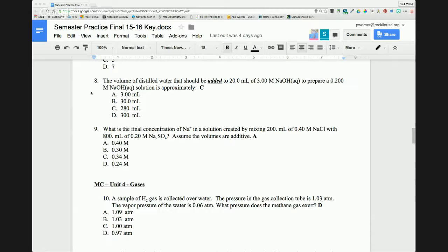And then it said the volume of water that should be added to 20 milliliters. So you have 20 milliliters of the 3 molar sodium hydroxide, and then you added water to it to dilute it. So there was already 20 milliliters in there. So what you had to do is subtract 20 from your final answer because your final answer just gives you the final volume. That question did not ask you for the final volume. It asked you how much water you added. So 300 minus 20 is 280.